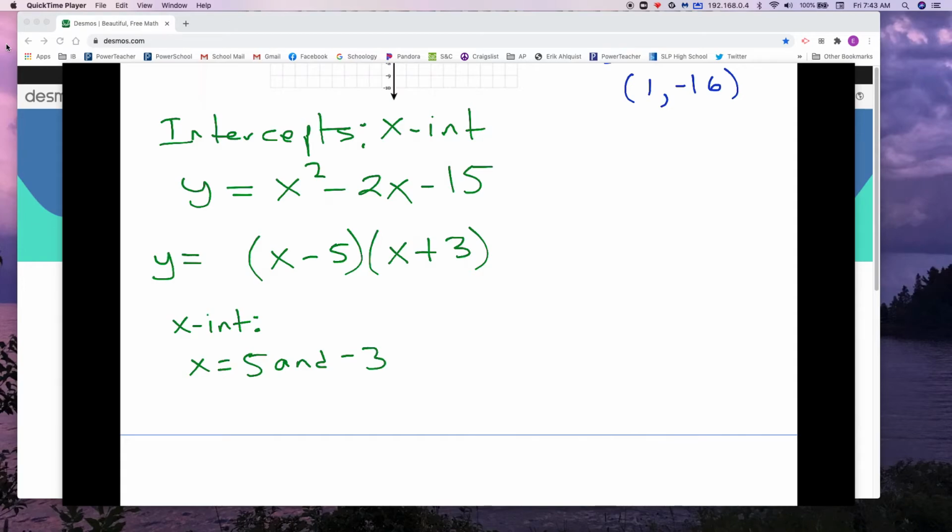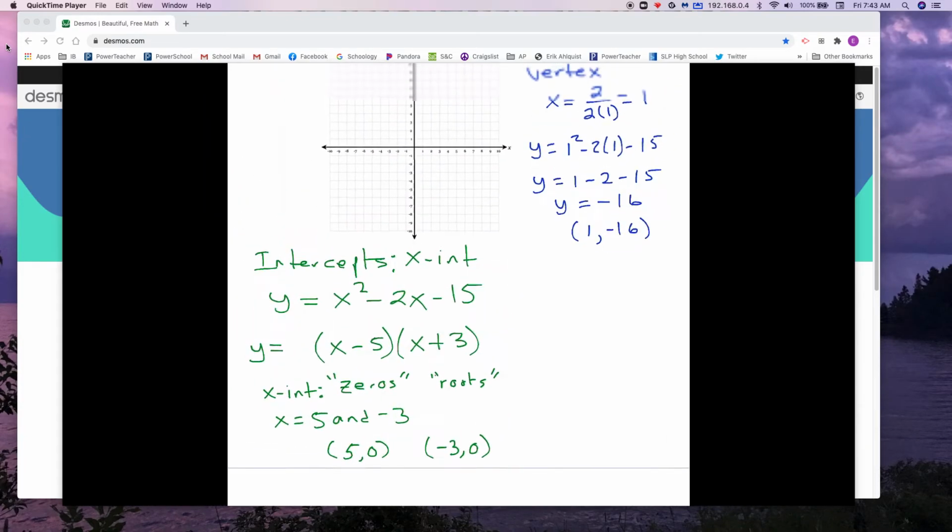The x-intercepts are our zeros. That's what they're called, zeros. They're also called roots. Depending on the textbook, depending on the math teacher, they're called zeros or roots. They're also the x-intercepts. So we know that we have an x-intercept at 5, 0, and we have an x-intercept at negative 3, 0. And now we can draw this parabola.